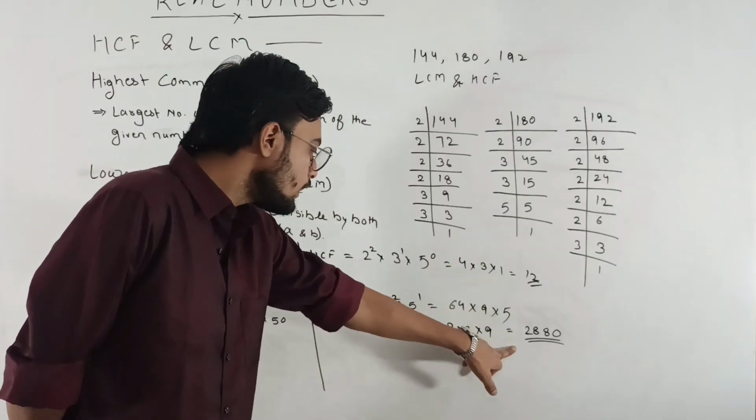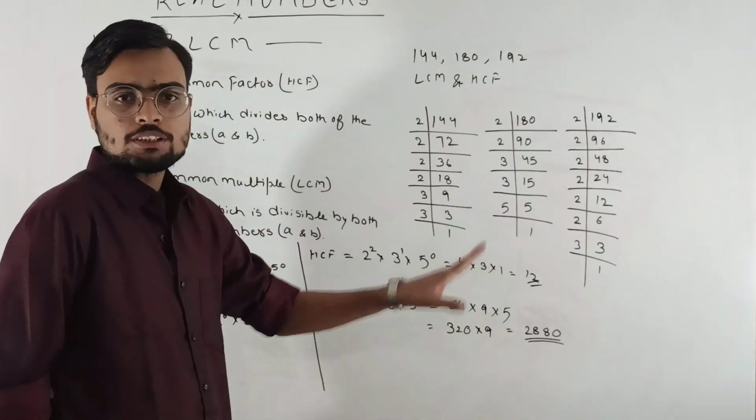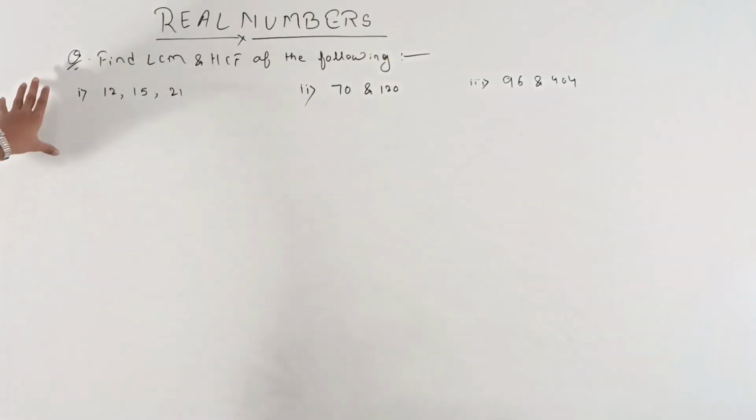Then after multiplying, I get 2880 is the LCM. Okay, I hope you understand. Let's practice some more questions. Now this is our first question.